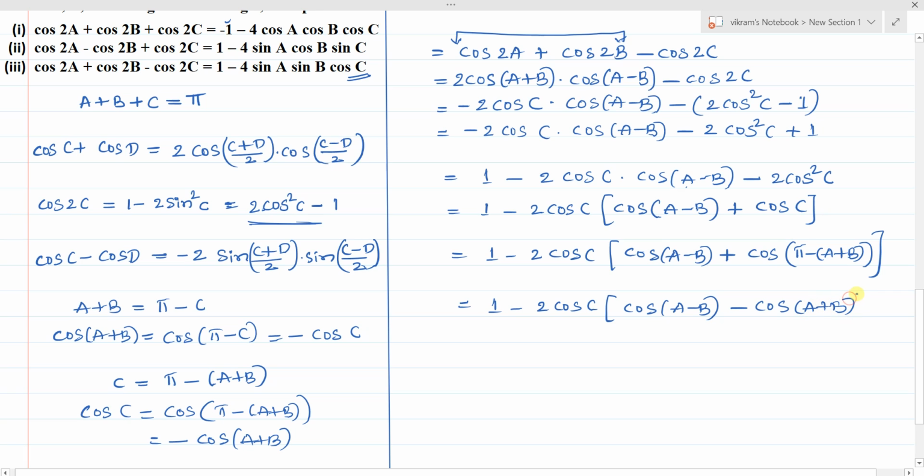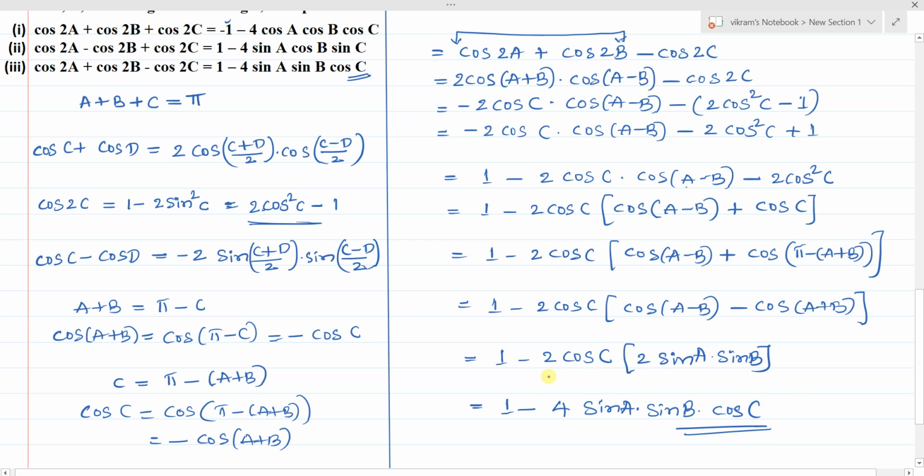Why? Because cos of 180 minus theta is minus cos theta. Then we know the formula for cos of a minus b minus cos of a plus b is nothing but 2 sin a into sin b. Finally we can retrieve the solution. The RHS is 1 minus 4 sin a into sin b into cos c. This is the way of finding the solution for these transformation problems.